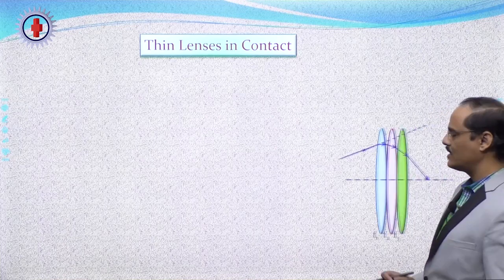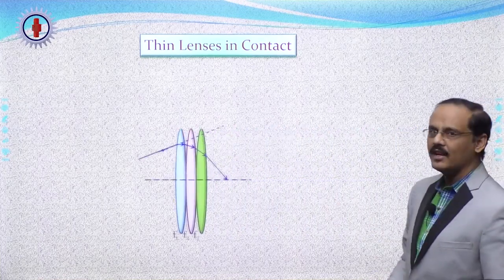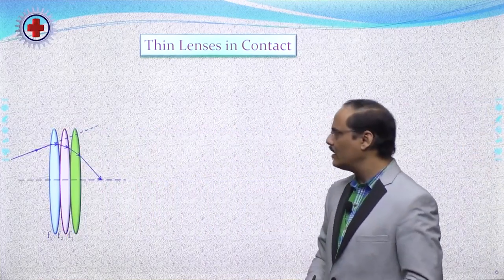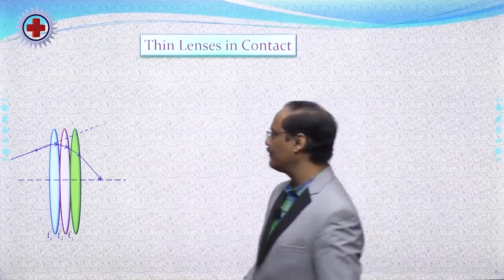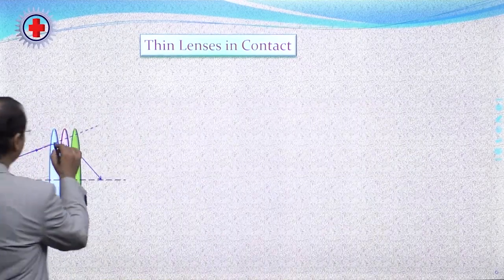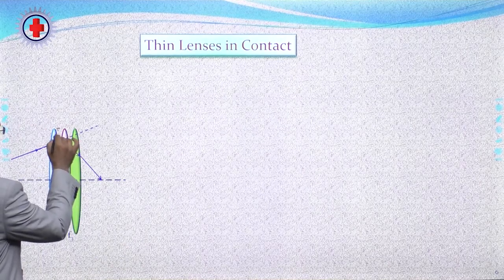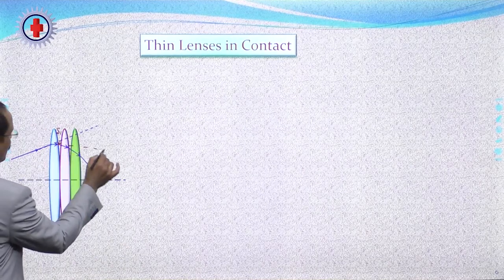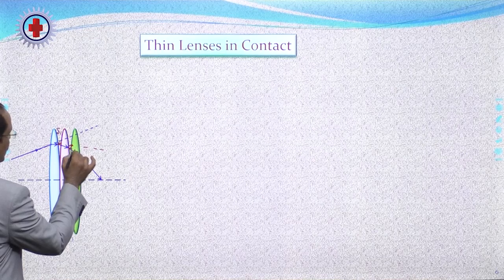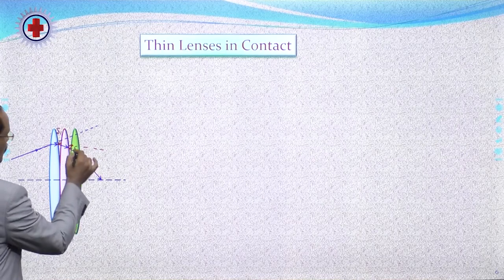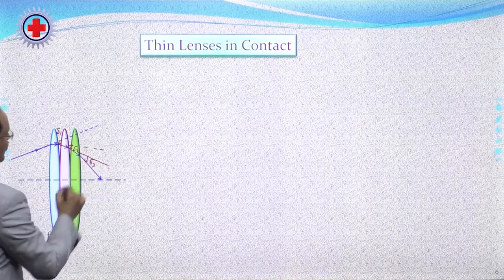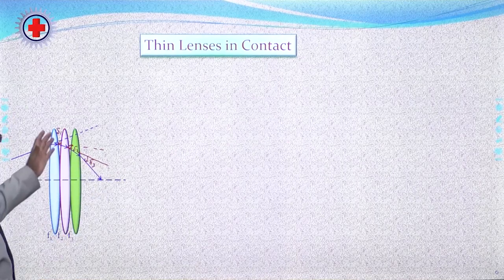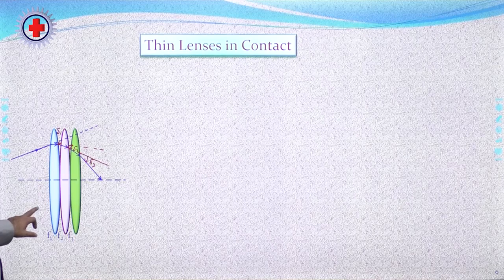So, we put several lenses in contact. As you could see, we have taken 3 lenses, they are in contact. Now, if you notice, each lens is deviating light rays. From the first lens, say delta 1 is the deviation, from the second lens delta 2 is the deviation, from the third lens delta 3 is the deviation, and so on. So, net deviation is added up.